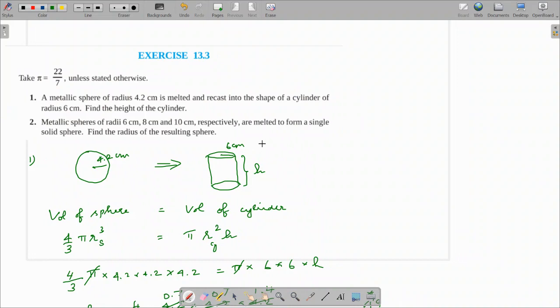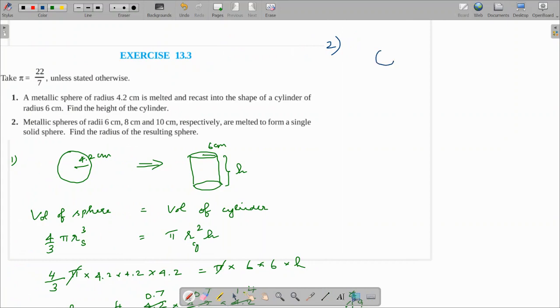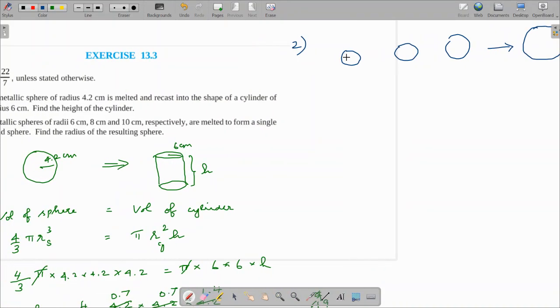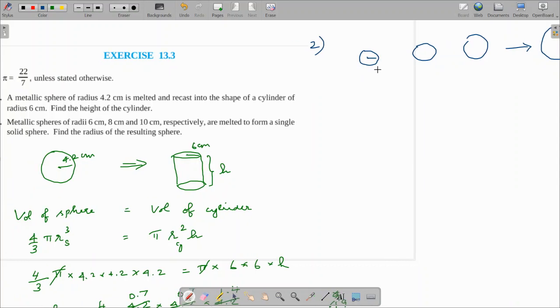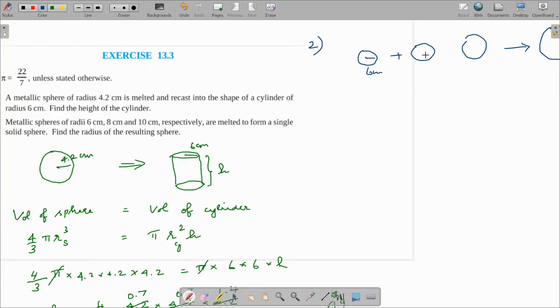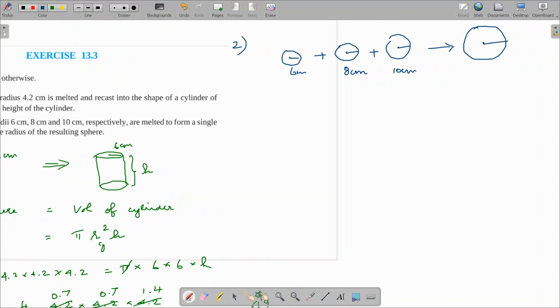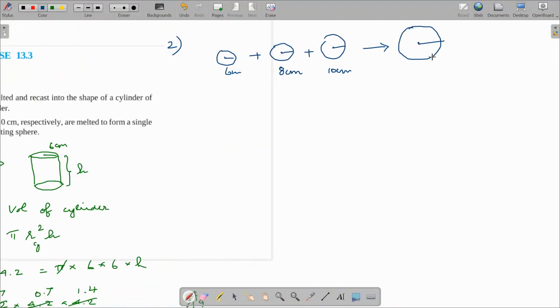The next question: metallic spheres of radius 6 centimeter, 8 centimeter, and 10 centimeter respectively are melted to form a single solid sphere. Find the radius of the resulting sphere. Three small spheres are going to be converted into one big sphere. The radius of the first is 6 centimeter, the second is 8 centimeter, and the third is 10 centimeter. These are going to be merged into a big sphere, and the radius of that sphere is what we are supposed to find out.